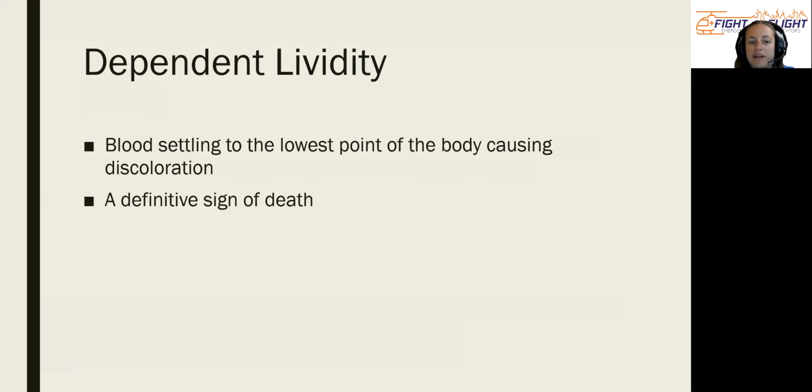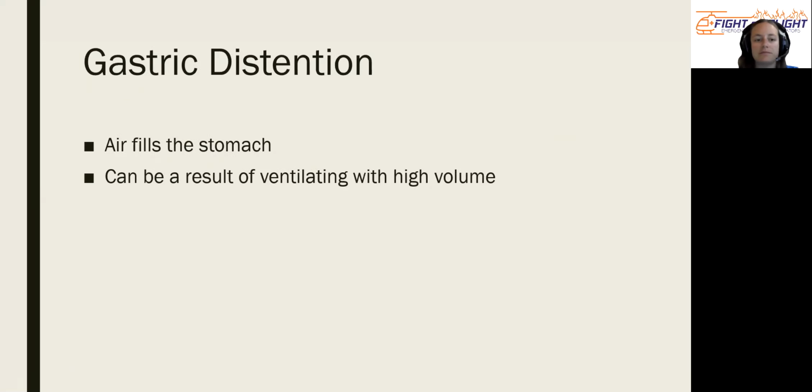Dependent lividity. So this is a definitive sign of death when the blood settles or pools to the lowest point of the body. So you'll see like a blue discoloration. If they're laying on their back, it'll be on their back. And this is a definitive sign of death. So if your patient has dependent lividity or three other signs, you won't start CPR. That's true for dependent lividity, rigor mortis, putrefaction, and just non-survivable injuries such as decapitation.